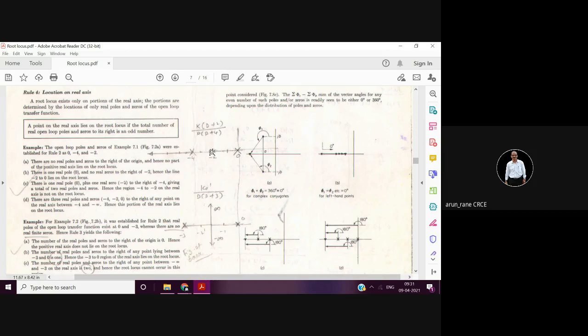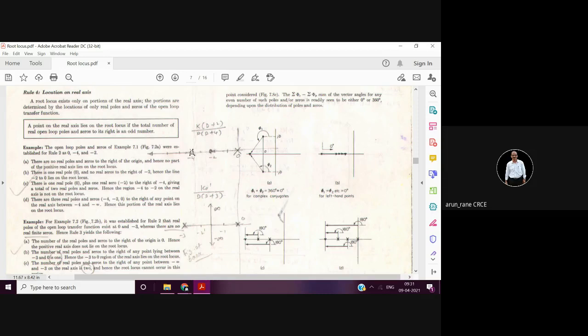Now again you stand here, just next to this zero. It is just very close. Again odd number, so there will be root locus. Now suppose you stand here. So up to here there is a root locus. Now you stand here. How many poles and zeros? One pole and one zero. So that's an even number. That means there will not be any root locus between this and this.